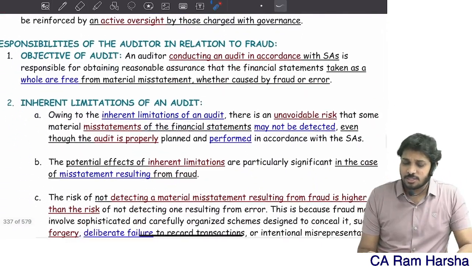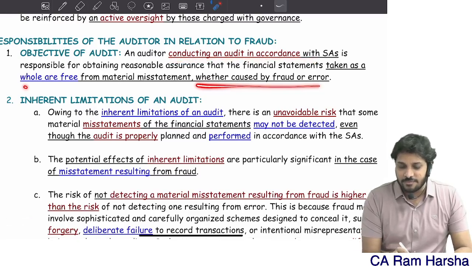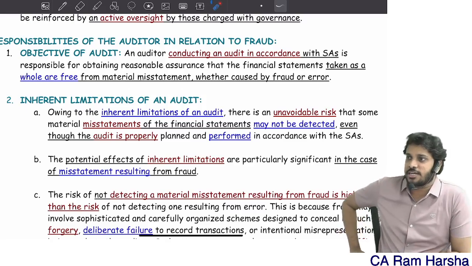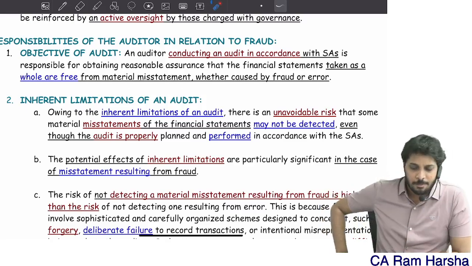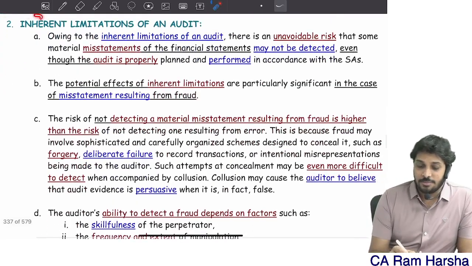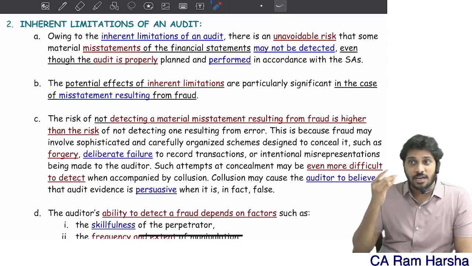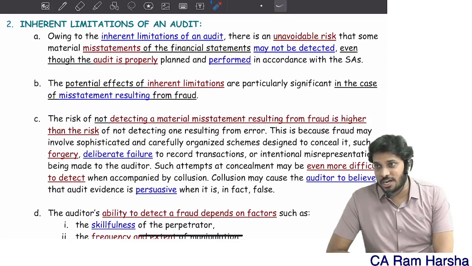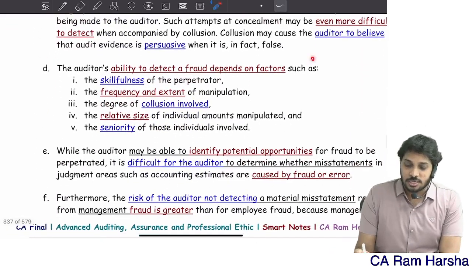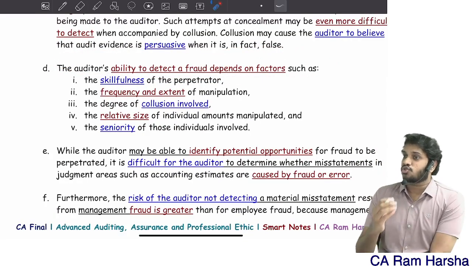Then what are the responsibilities of the auditor? Your responsibility is to conduct the audit and see whether the financials are free from material misstatement. And we all know, because of the inherent limitations of audit, we cannot detect all material misstatements, whether due to fraud or error. That too, detection of fraud depends upon so many factors.